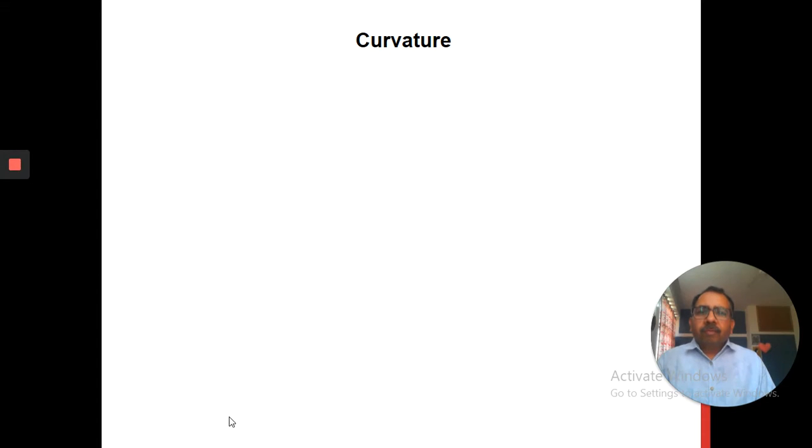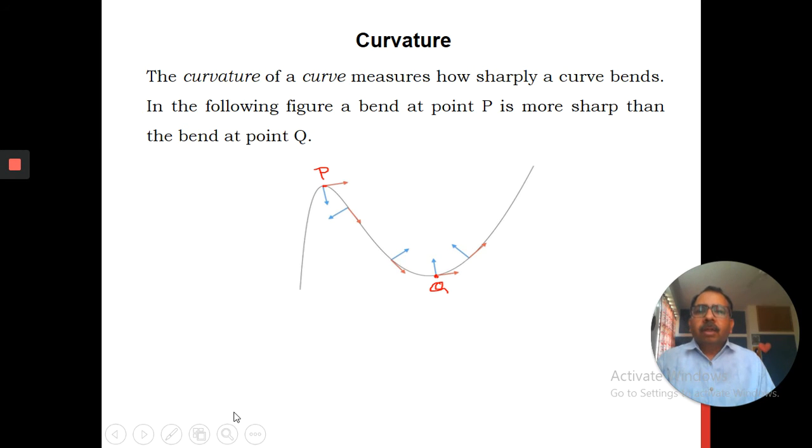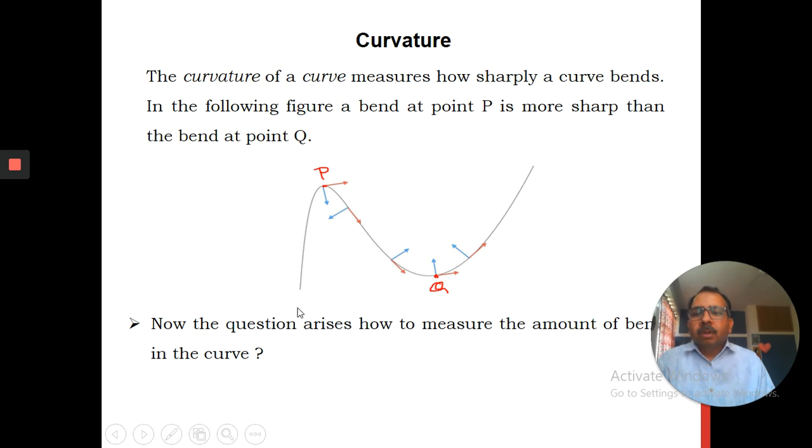I'll explain what is meant by curvature of a curve. The curvature of a curve measures how sharply a curve bends. In the following figure, the bend at point P is sharper than the bend at point Q. Now the question arises: how to measure the amount of bend in a curve? So here the bend is more than the bend here, but the question is how to measure this bend.